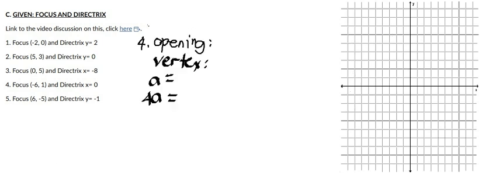On number 4, we've got focus (-6, 1) and directrix x equal to 0. So again, plotting the point and the line. Negative 6 on x, we have 1, 2, negative 2, negative 3, negative 4, negative 5, negative 6. So this is where negative 6 is on x. And then y, which is 1, is here. Getting the intersection of that, this is where our focus is, (-6, 1). And then the directrix here is at x equal to 0.